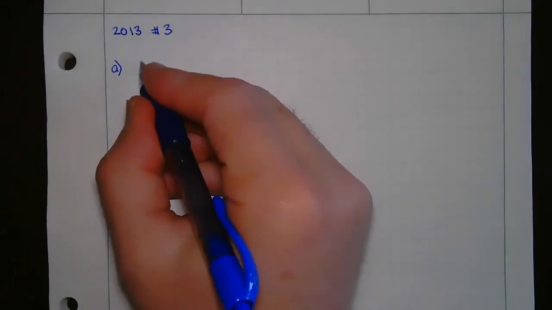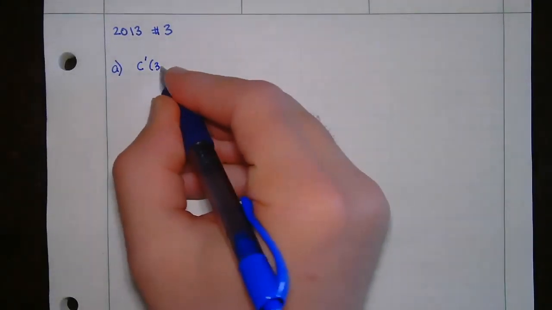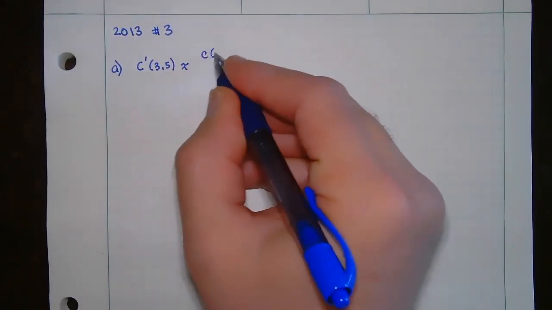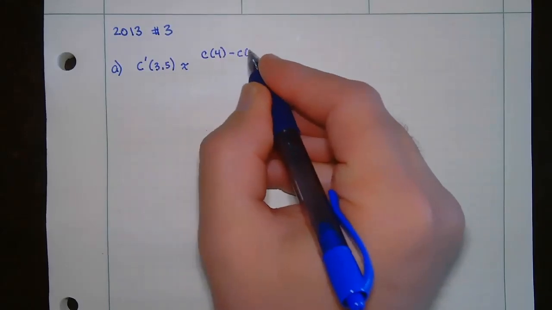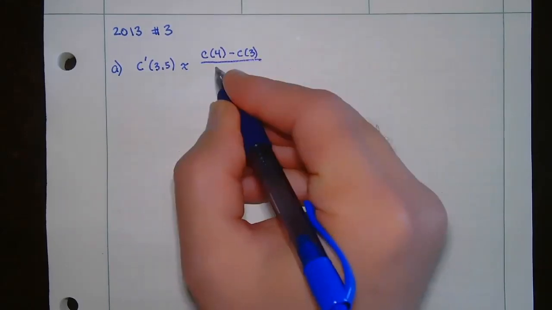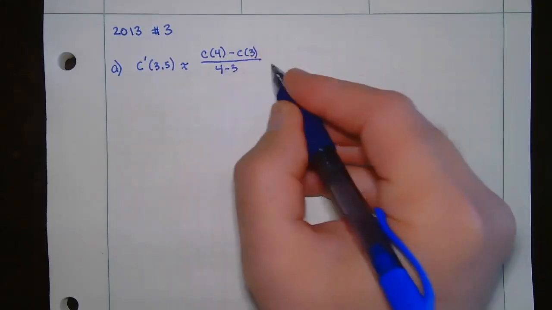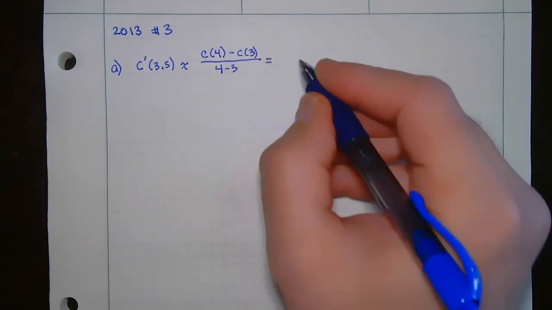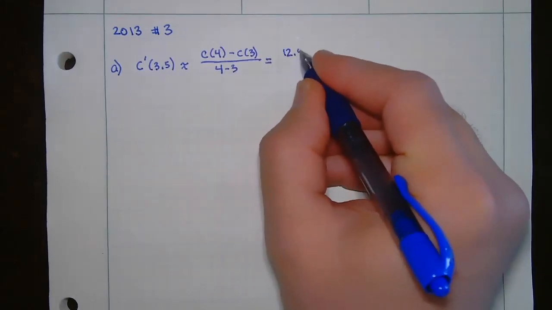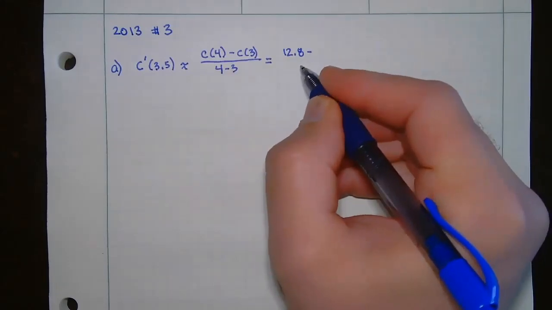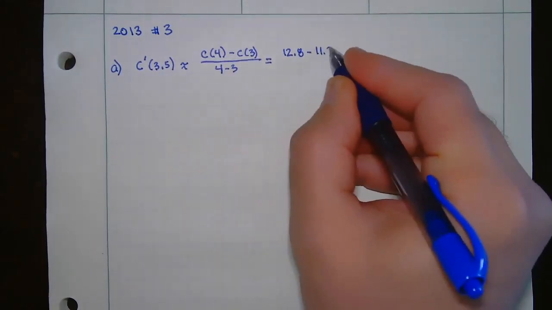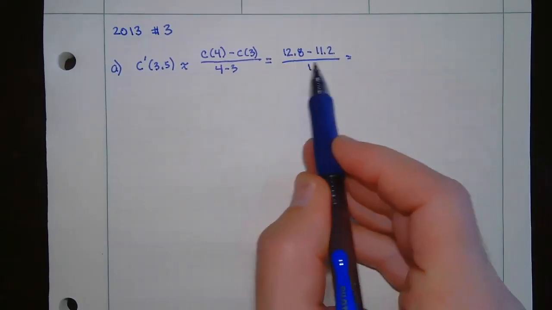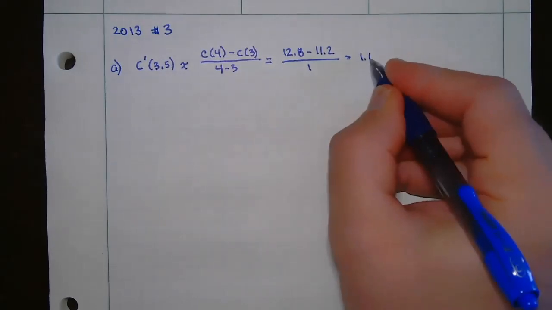Okay, so c prime of 3.5, we can approximate that by finding c of 4 minus c of 3 all over 4 minus 3. This is the part where we're showing our work. So c of 4 is 12.8 minus c of 3, which is 11.2, over 4 minus 3, which would be 1. So this is just 12.8 minus 11.2, so that'd be 1.6.